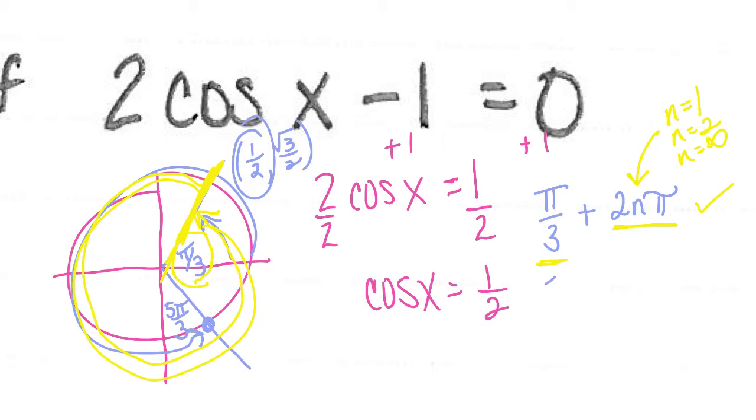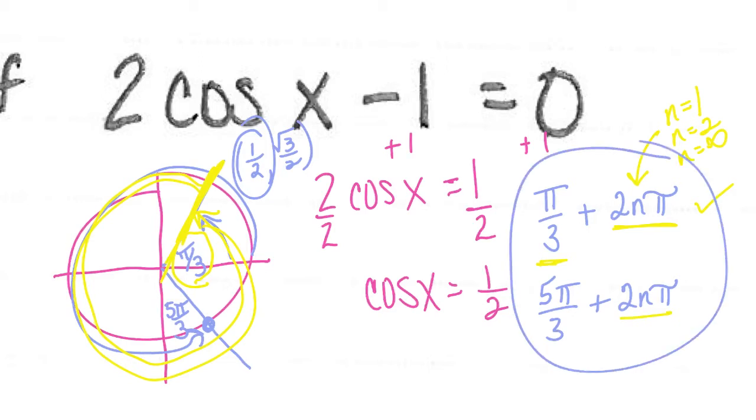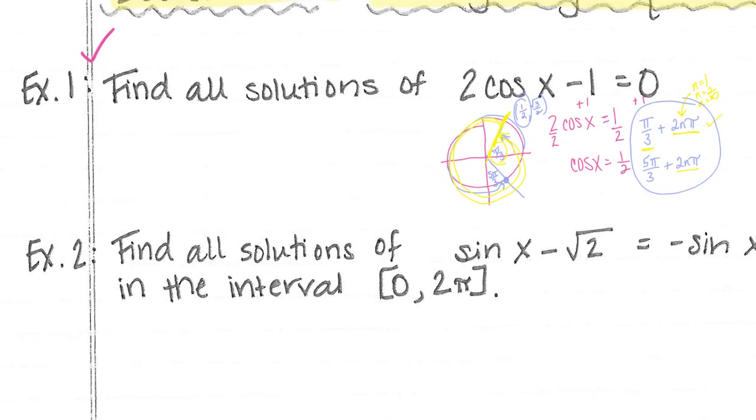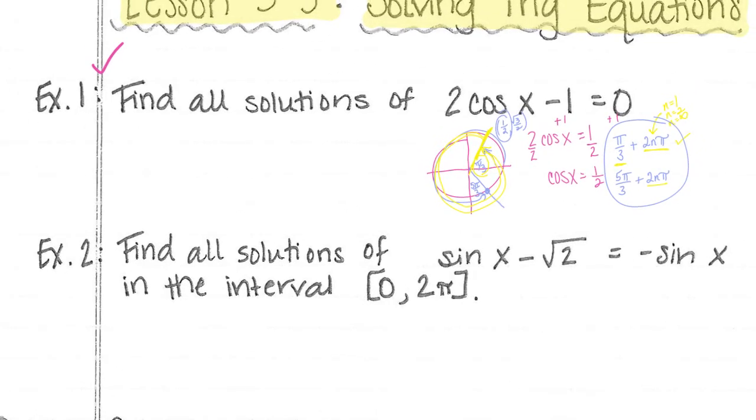So my other answer was 5 pi over 3. And because every trip around the unit circle is going to land where cosine is equal to 1/2, I also have to put in that 2n pi. So my final answer is right here, pi over 3 plus 2n pi, and 5 pi over 3 plus 2n pi. So yes, we do need to know our unit circle. The other wonderful thing is that sometimes they give us intervals. So this one's saying, hey, we're just looking in the unit circle, so you don't have to go ahead and state those 2n pi. So let's go ahead and work on example 2.